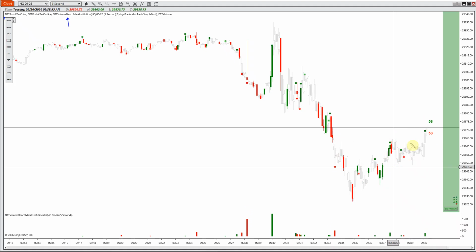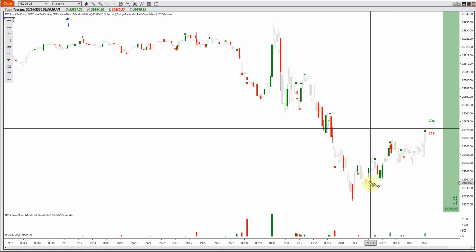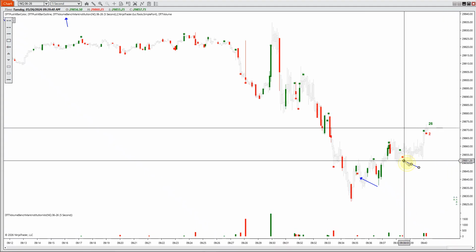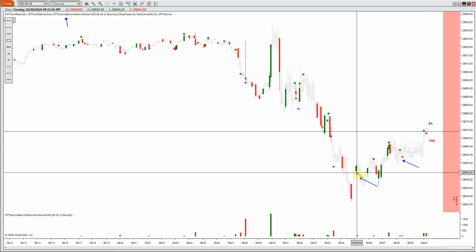So let's just put it all together. We're trying to trap red, so we want to trap the institutional red on the inside, and oftentimes they don't want to get back in front of the bar.